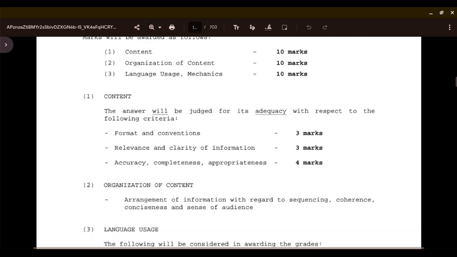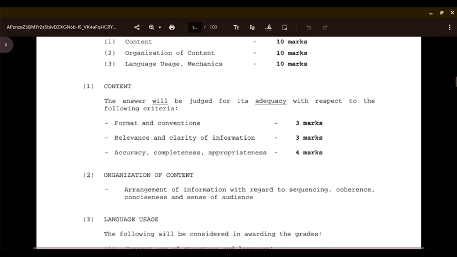All right. I always like to point out the fact that format is 3 marks, right? All the format crazy people, please note it's 3 marks out of 30, okay? Then we have organization of content, arrangement of information with regard to sequencing, coherence, conciseness, and sense of audience. So you have that same information, nearly the exact same sentence as in the first question. This is because you actually have a lot more freedom, even in terms of making sure your work is completely coherent. All right. So, this is actually really, really key to get your 10 marks.